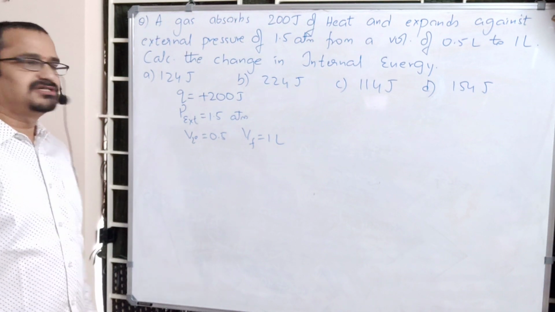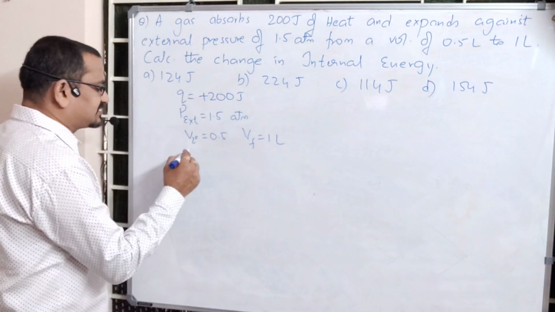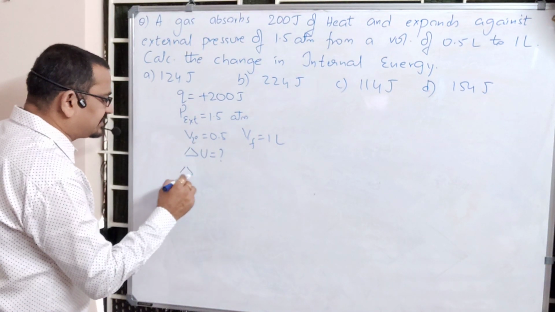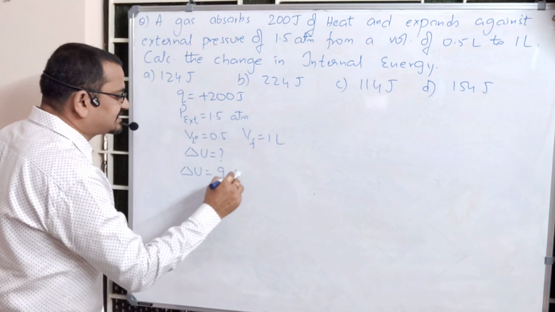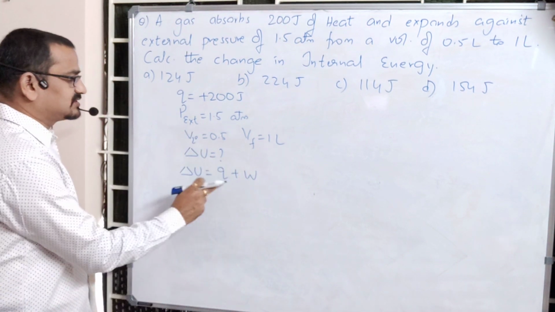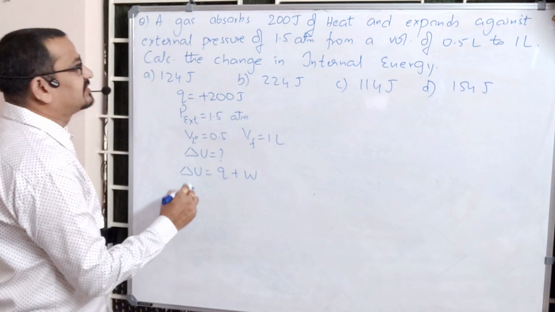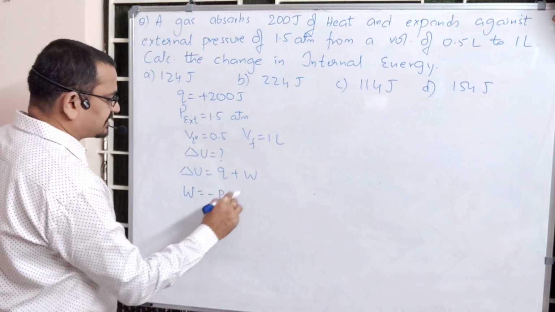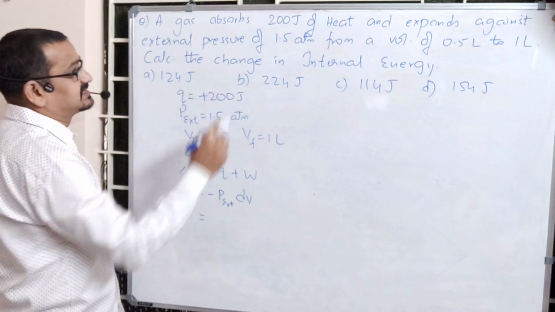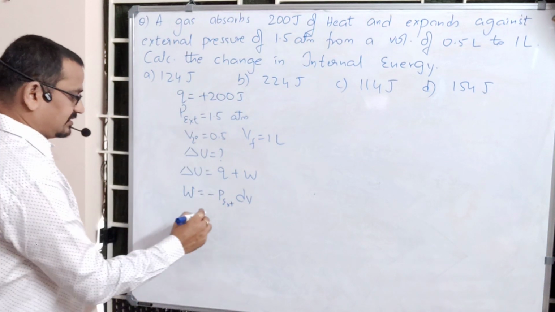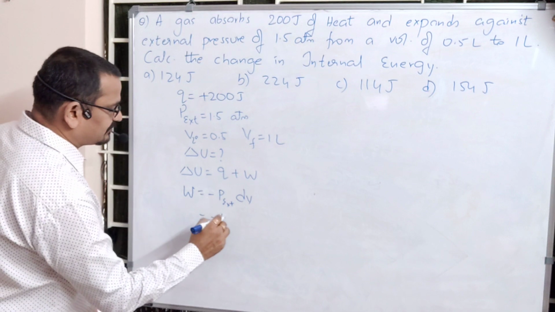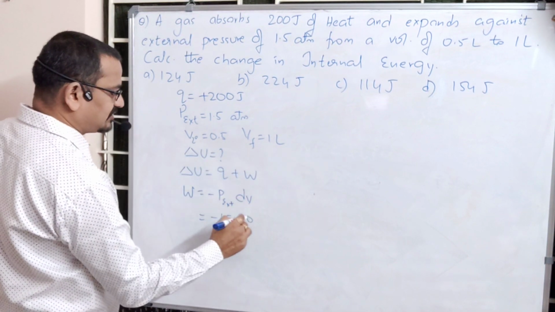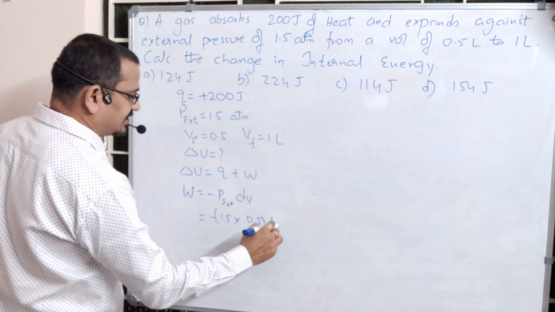Calculate the change in internal energy. So we are asked to find delta U. We know that delta U equals Q plus W. So W we need to find because Q is already given. Work done is equal to minus P external into dV, right? Here it is minus external pressure, minus 1.5, into change in volume, V final minus V initial, which is 0.5 liter atmospheres.